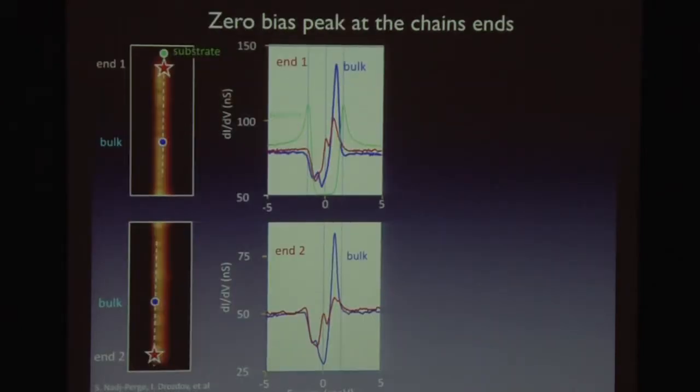So let me show you these slices of that movie, where I focus in the middle. This is the superconductivity in the middle of the chain. And I focus at the two ends of the same chain. And this is where we see a zero energy peak, very clearly observed. This is in the original experiments, which were done at 1.4 Kelvin.